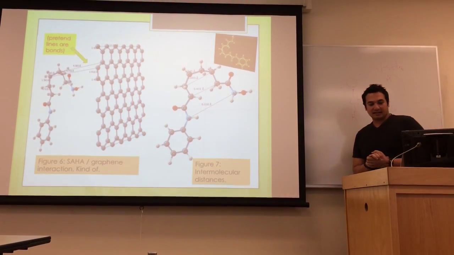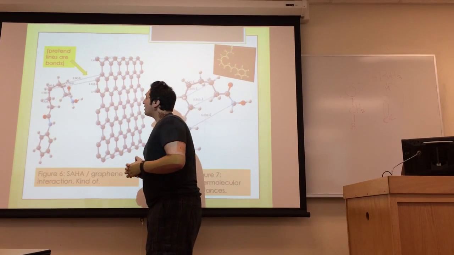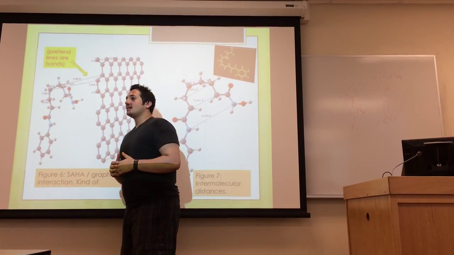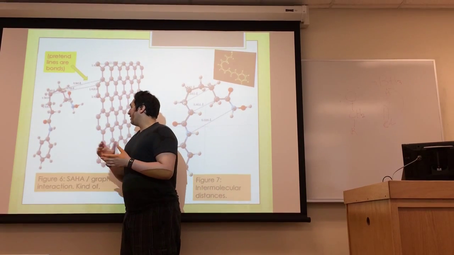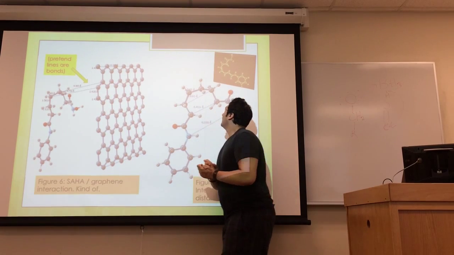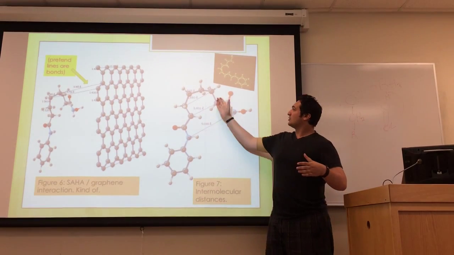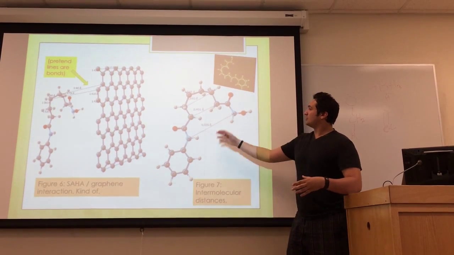So this is again what he's trying to say. Pretend lines are bonds. Maybe he's trying to say that this might have some hydrophobic interaction, or it would be the carboxylic. And on this one, he was just trying to measure the distances between the carbons here, nitrogen and nitrogen.